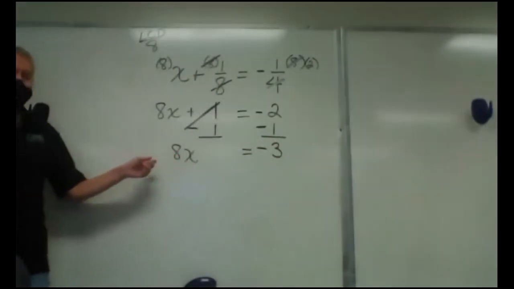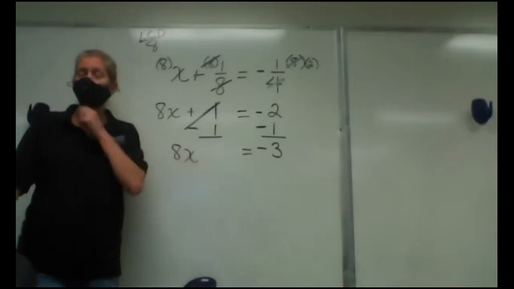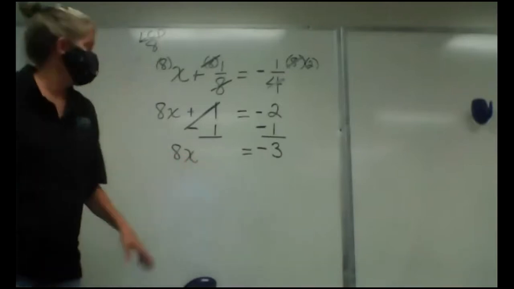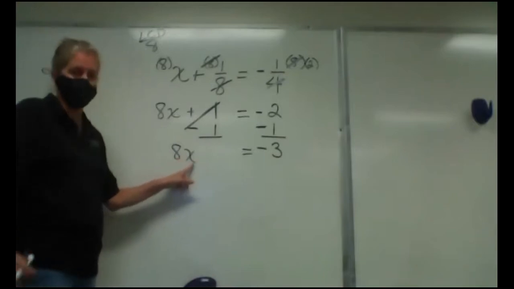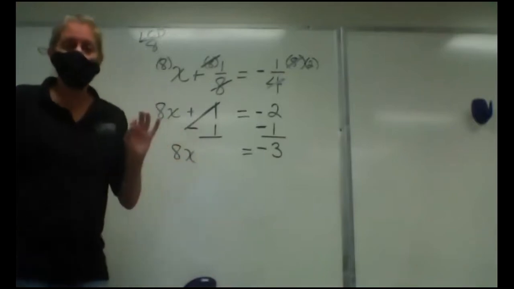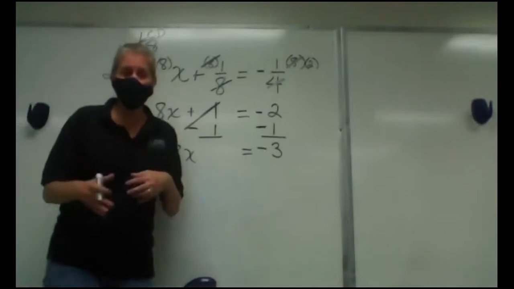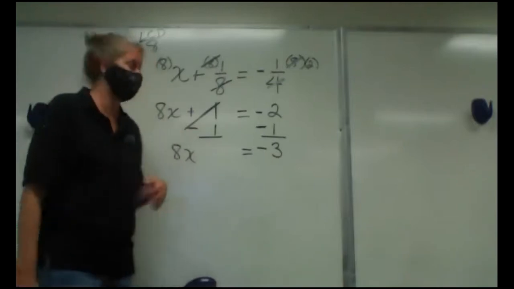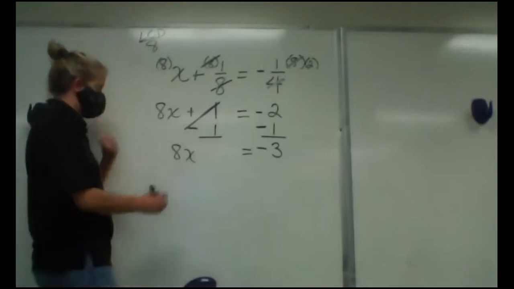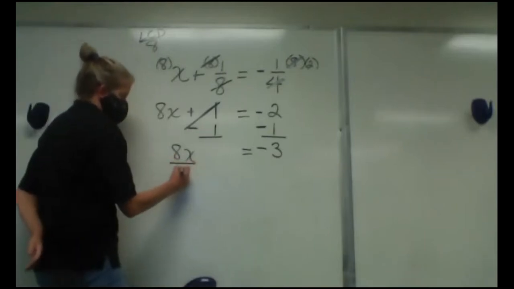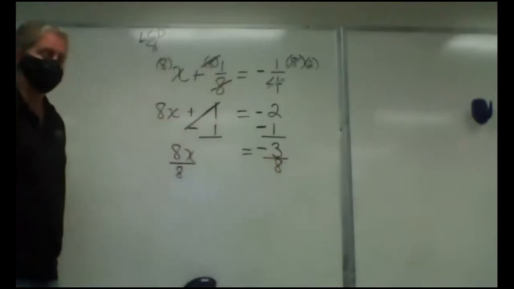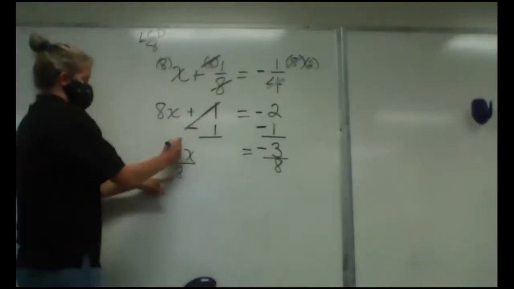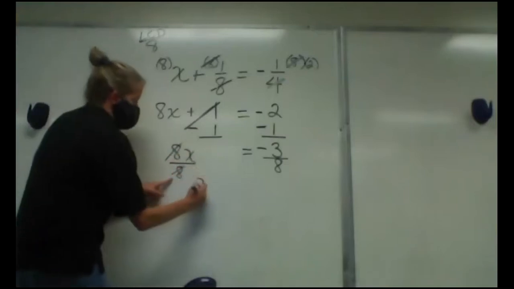Now, I have an 8 hooked on. X is still not alone, and it wants to be. If you have a number hooked on, this means 8 times x. So to get rid of it, remember, you do the opposite to knock the stuff out. So I want to knock out 8 times. What's the opposite of multiplication? Division. So let's see. Those 8's cancel. My x is alone.